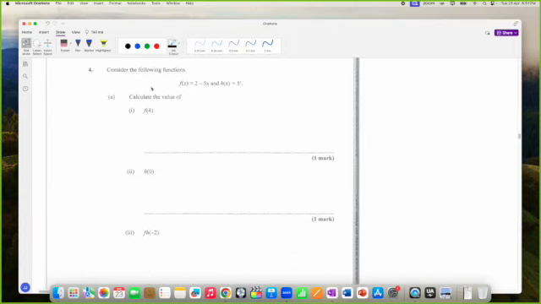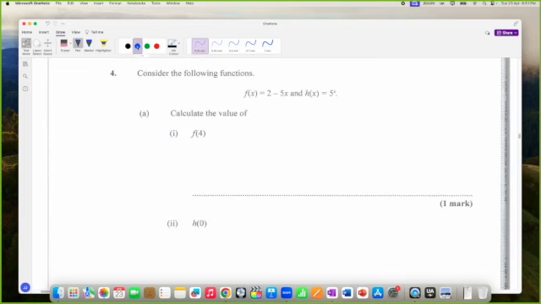Consider the following functions. So we have f of x is this. And h of x is, what is that? 5 to the power of x. That's what I see in there. And so the f of 4 would imply that it would be 2 minus 5 times 4. Right? That is equal to 2 minus 20. So therefore the f of 4 is negative 18. Let me know if I make any mistakes.